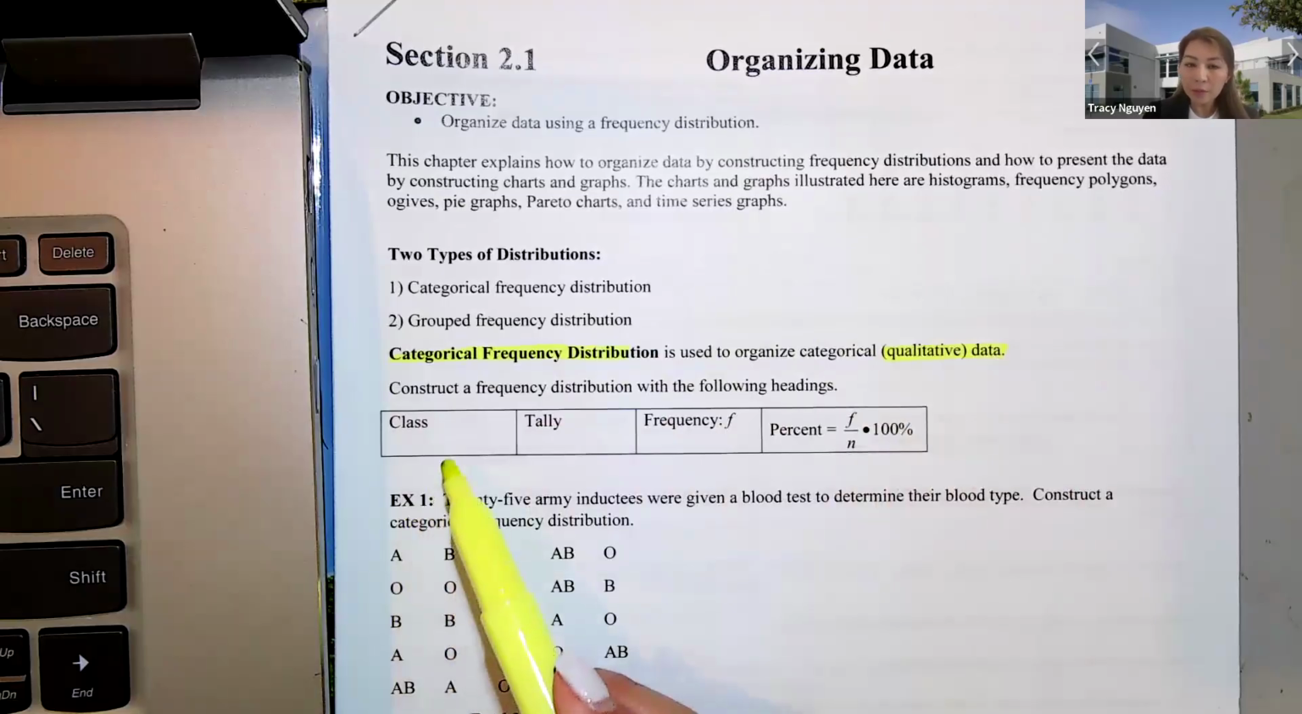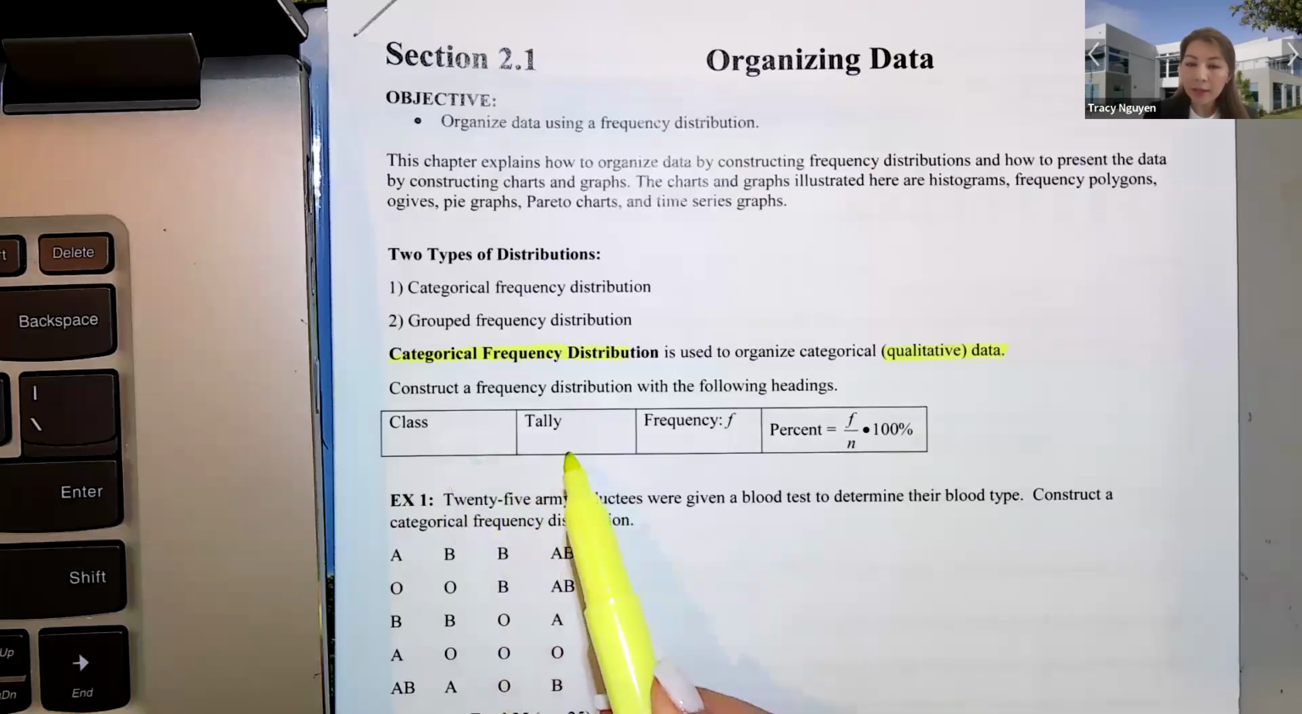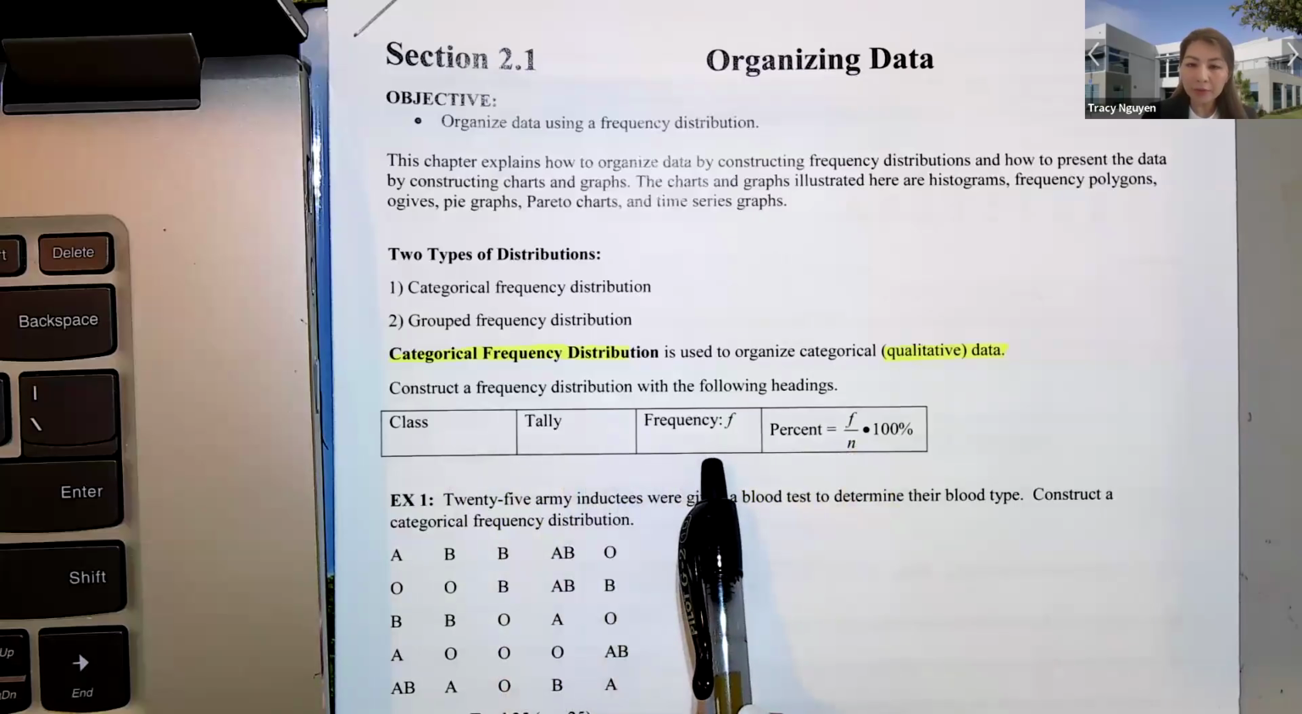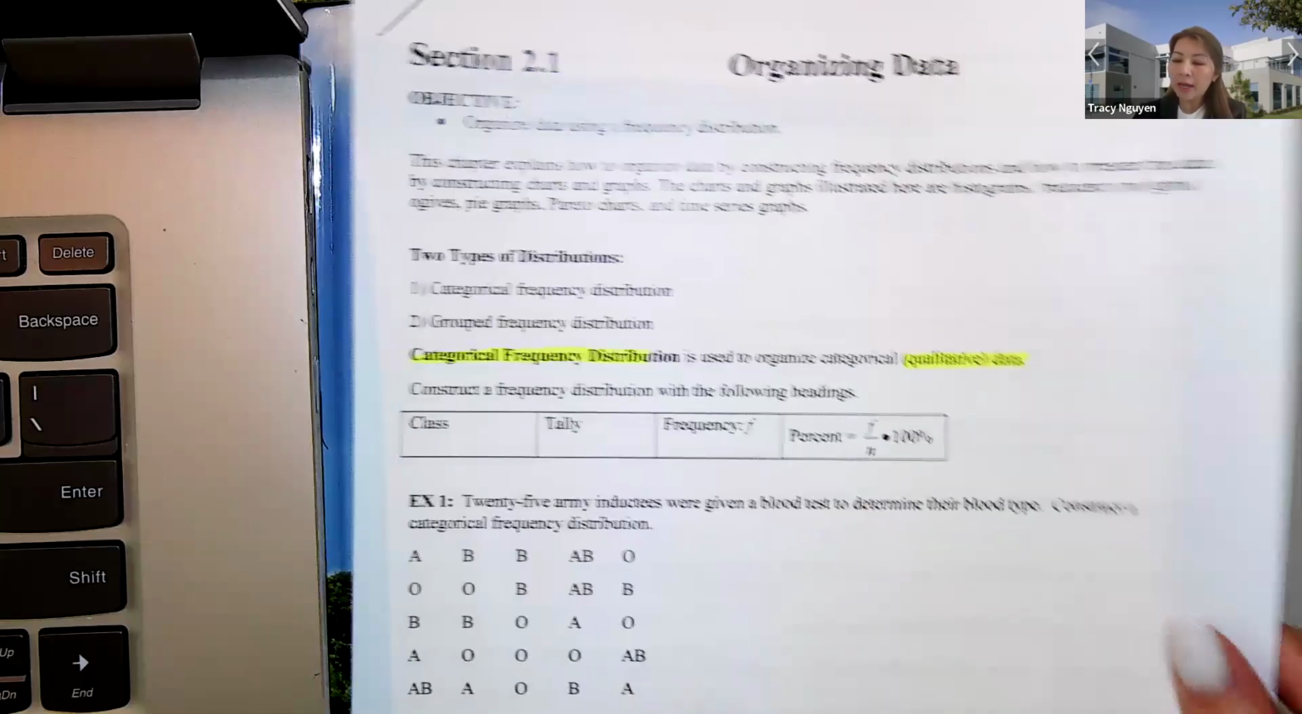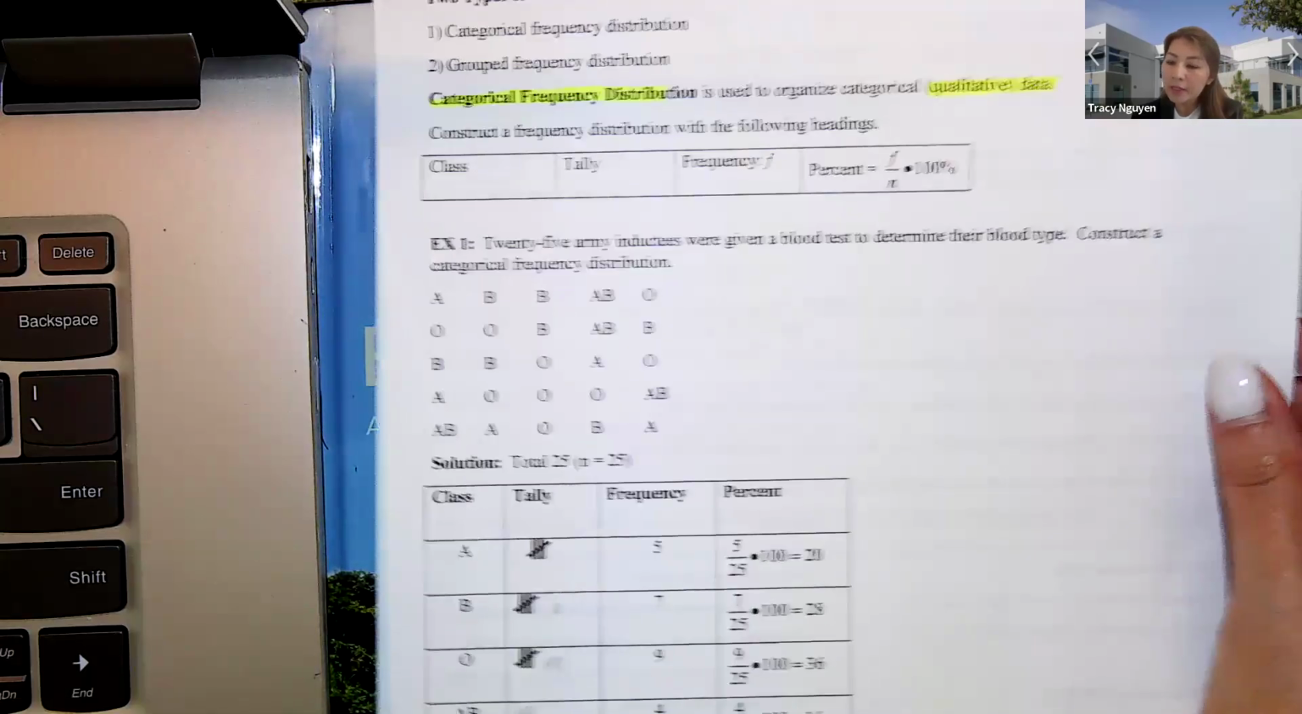Our first column is going to be class. The second column is tally. Third, we have frequency, and the last one is percent. What does it mean by tally? We count how many tally marks we have. That would be our frequency in numerical value. Let me show you what I mean in terms of example 1.